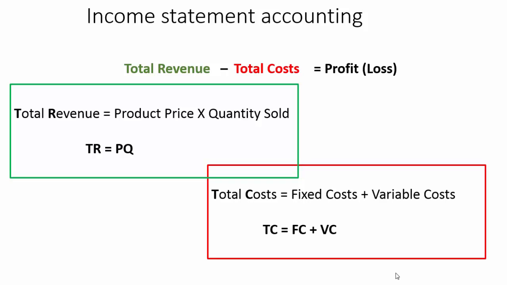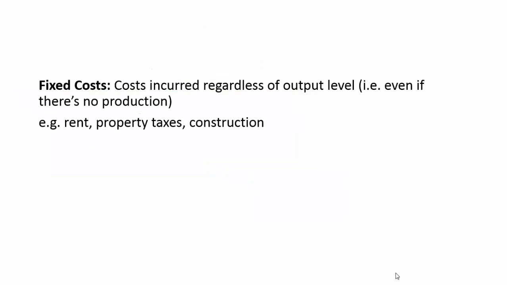So we start off with the idea of total cost equals fixed plus variable cost, or TC equals FC plus VC, and we want to talk about this distinction between fixed and variable costs and then talk about different ways to break down the costs. So first off, let's define fixed cost. Costs incurred regardless of output level, right? Even if there's no production, you're going to have to pay some fixed costs.